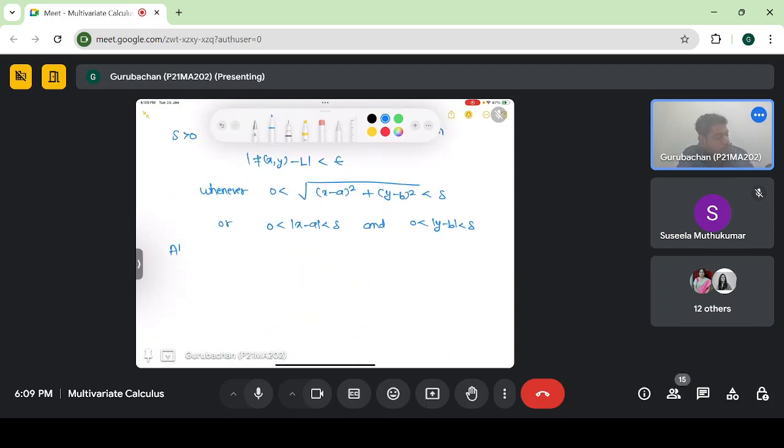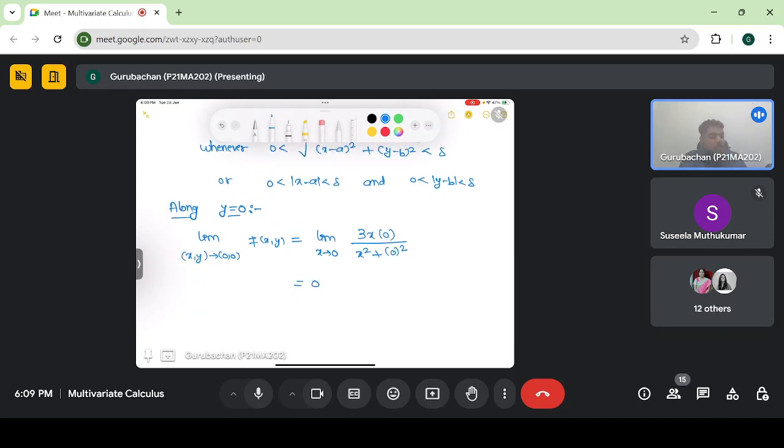Suppose we go along the y equal to 0 curve, that is the x-axis. So for y equal to 0, the limit as (x,y) tends to (0,0) of f(x,y) will come out to be, since y is equal to 0, the limit as x tends to 0 of 3x times y, with y being 0, divided by x square plus 0 square. So it will come out to be 0.